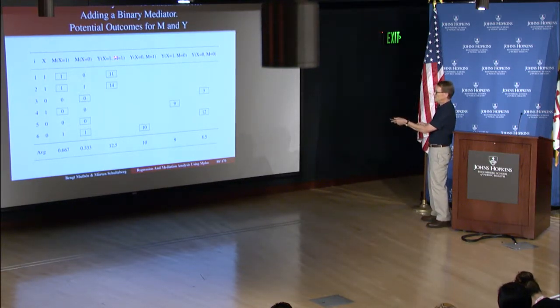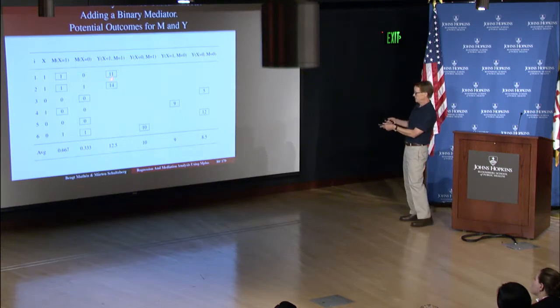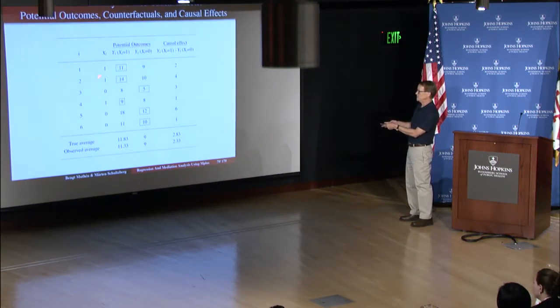Now, for these four columns, that's Y for the different combinations. It's a 2x2 combinations for X and M: 1, 1, 0, 1, 1, 0, 0, 0. This 11 that you see here is the same 11 that I have here. It's the observed Y.